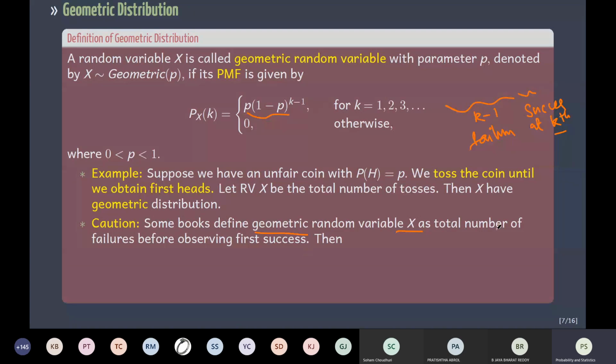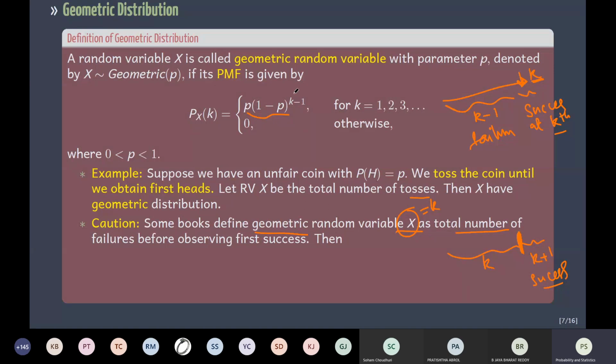But if we define it as the total number of failures before observing the first success, then for the random variable X equals k, it means first I have seen k failures, and then at the k plus 1th step I have success. That's the only difference. When I say total number of tosses when I got the first head, the random variable includes the kth toss. But when you define it as total number of failures, your k stops here, and then at the k plus 1th step you have the success.